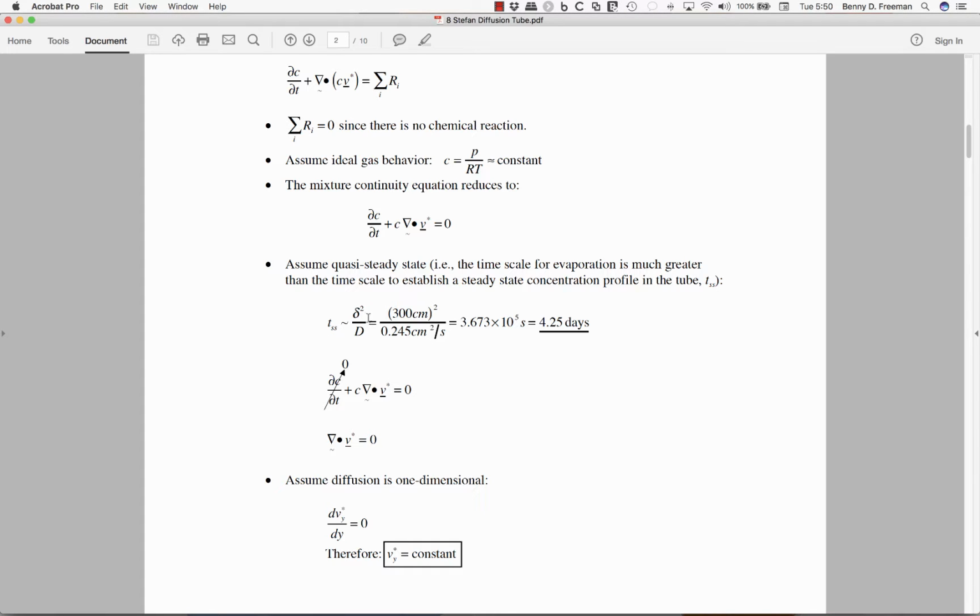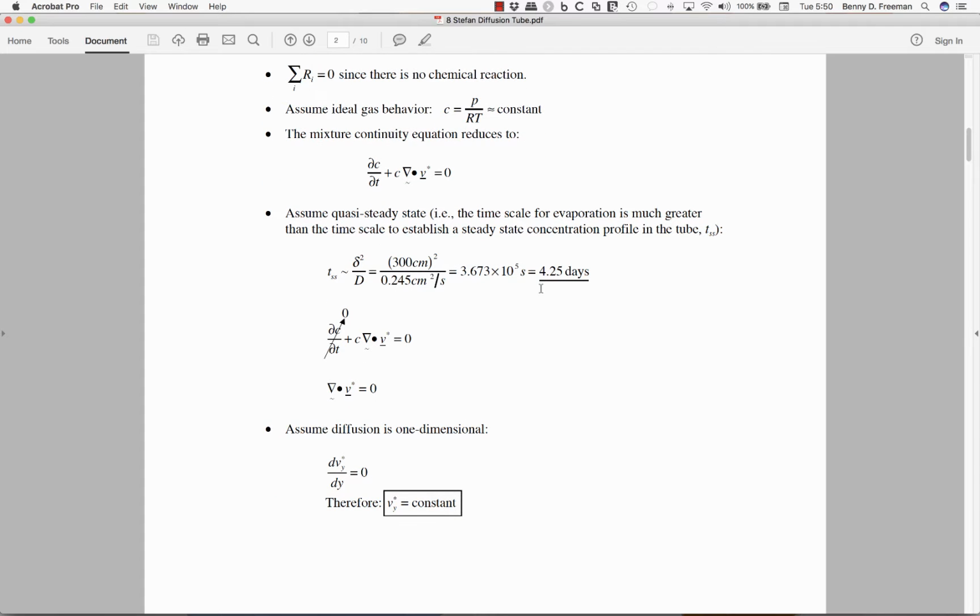Now, we're going to come back in, probably the next lecture, and I'll show you how to derive this criterion from first principles. For now, I'm going to ask you to accept that the time scale to establish that concentration gradient in the gas phase is the square of the diffusion path length divided by the diffusion coefficient of water in air. We plug the numbers in, and that comes out to be a little over 4 days.